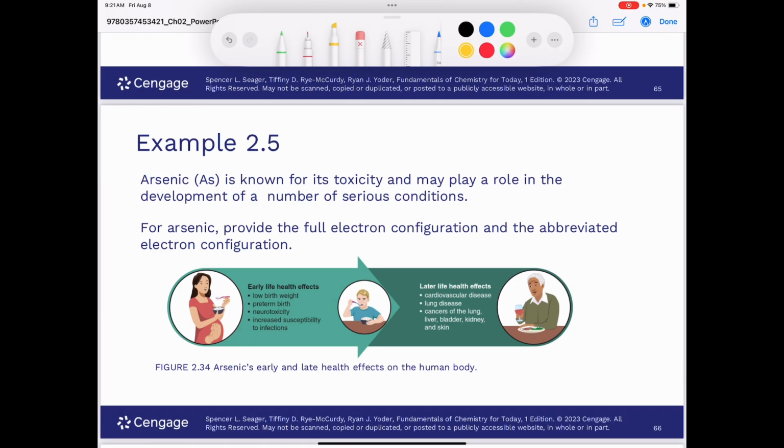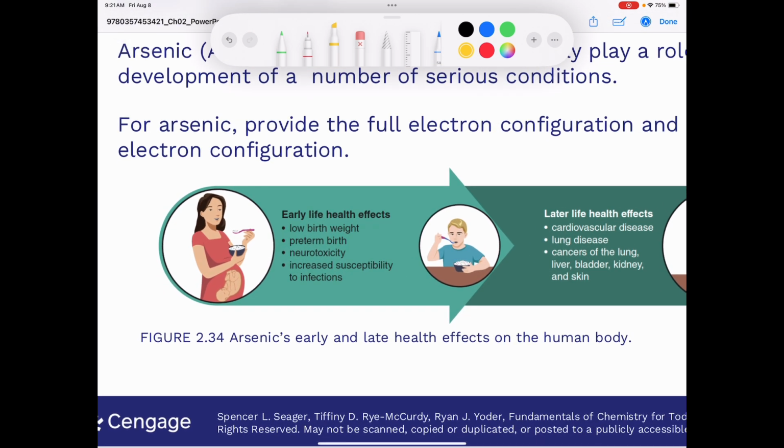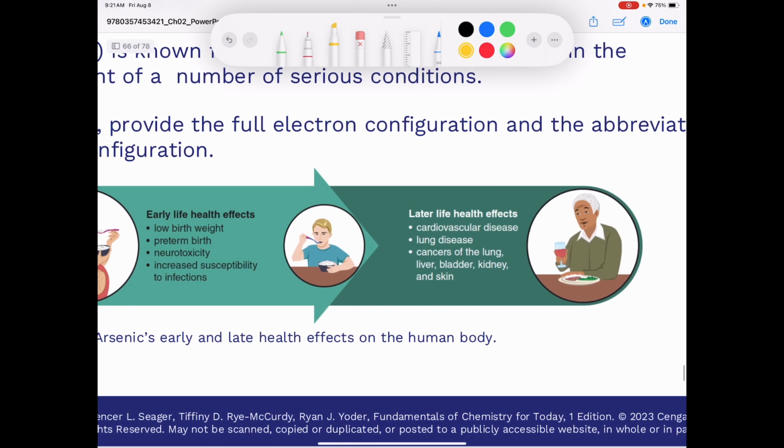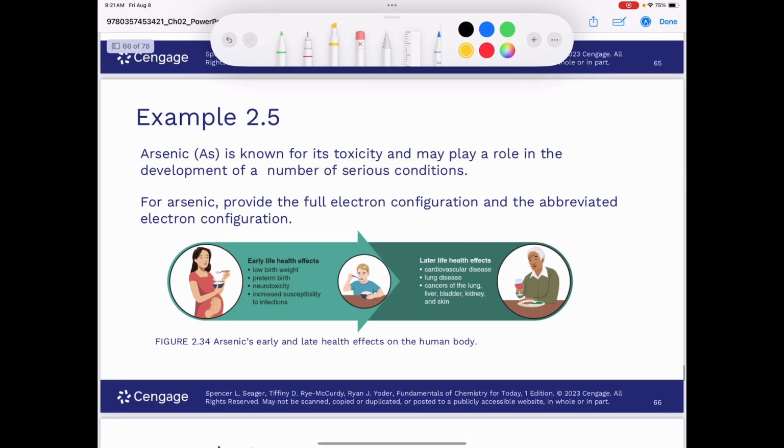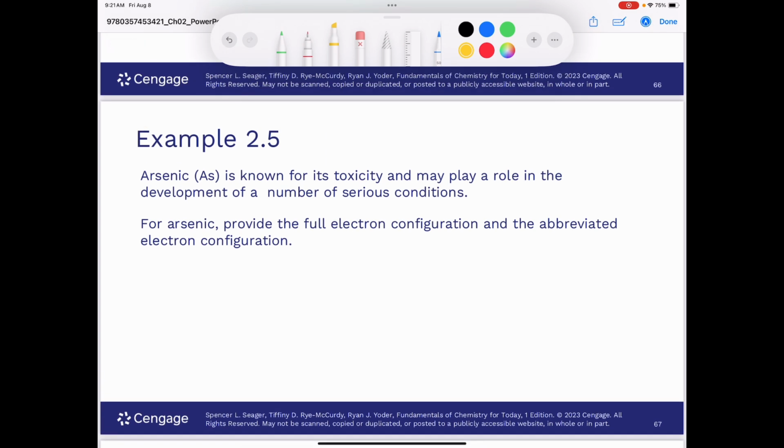All right, let's take a look at an example. Arsenic, oh boy, is known for its toxicity and may play a role in the development of a number of serious conditions. For arsenic, provide the full electron configuration and the abbreviated electron configuration. So you can see here they've shown you some of the early life health effects of arsenic poisoning, and then some of the later ones too. So arsenic's pretty dangerous. But anyhow, let's see if we can come up with an electron configuration for arsenic.